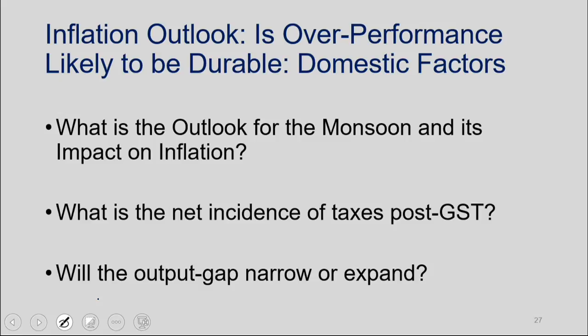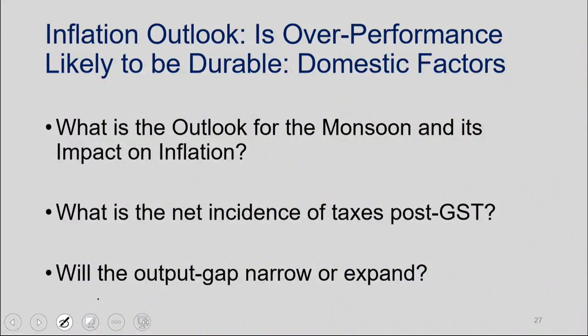Because a lot of the decline in inflation, or some amount, is due to a dramatic reduction in pulses prices. So the question is, what is going to happen? Will that decline remain? Will that be different going forward? And of course, then the monsoon becomes important. They also said, for example, what about loan waivers? If states start giving loan waivers, how is that going to affect inflation? Is it going to inject demand into the economy? And so on.